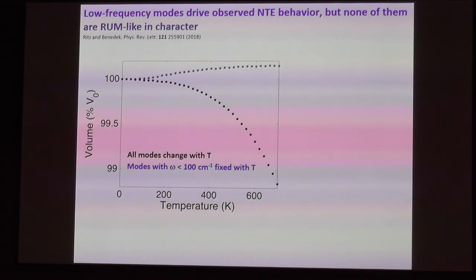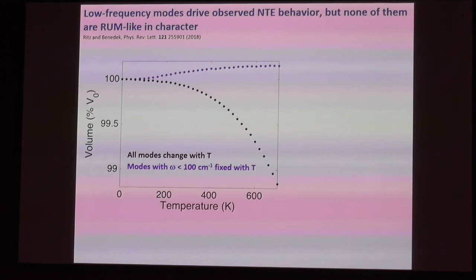positive thermal expansion instead. And you can do the inverse experiment as well, where you only allow modes with frequencies above 100 inverse centimeters. You keep those perfectly harmonic, and you only allow the ones below 100 inverse centimeters to change with T. And then you still get negative thermal expansion, but with a reduced magnitude. So those low frequency modes are very important.